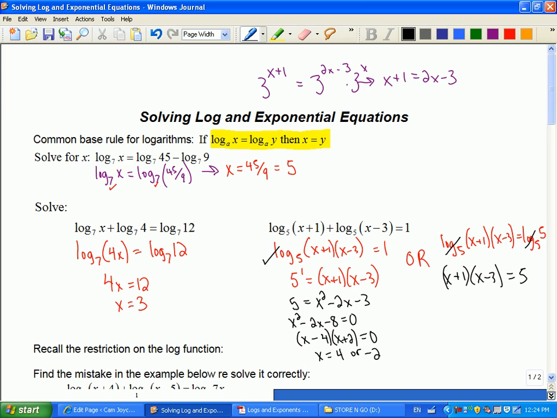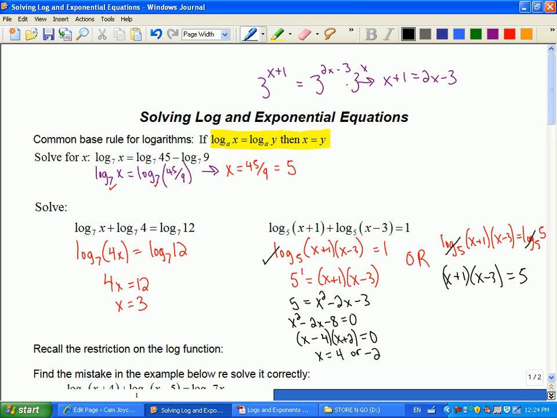So like I said, once you get past the log laws, now we just have a quadratic equation to solve, which you should be deadly bored of since you've done it now for a couple of years. However, there is one caveat that comes along with logarithms. Does anybody see a problem with using x equals 4 or x equals negative 2? The argument of a logarithm cannot be negative.